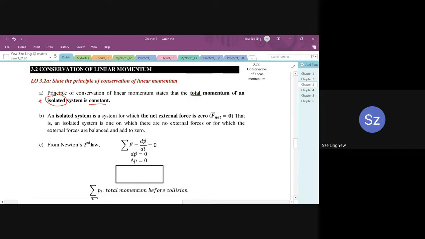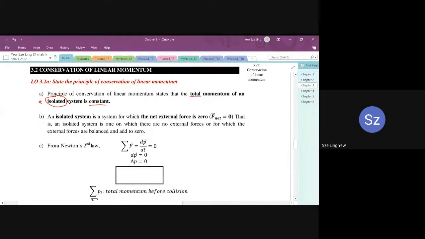All right, in physics, every law and every theorem that we form is based on an ideal situation. We often assume there's no air resistance, no frictional force, no energy loss, nothing, in order to form theory in physics. Therefore, when it comes to definitions, you need to mention that the principle of conservation of linear momentum is that the total momentum of an isolated system is constant.